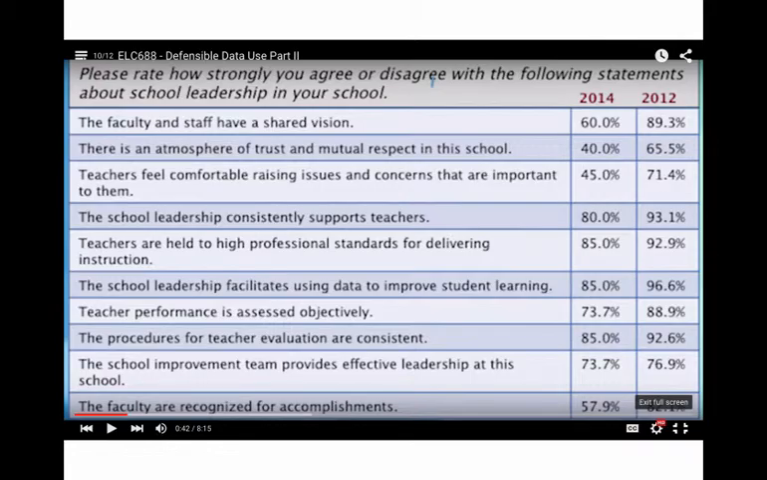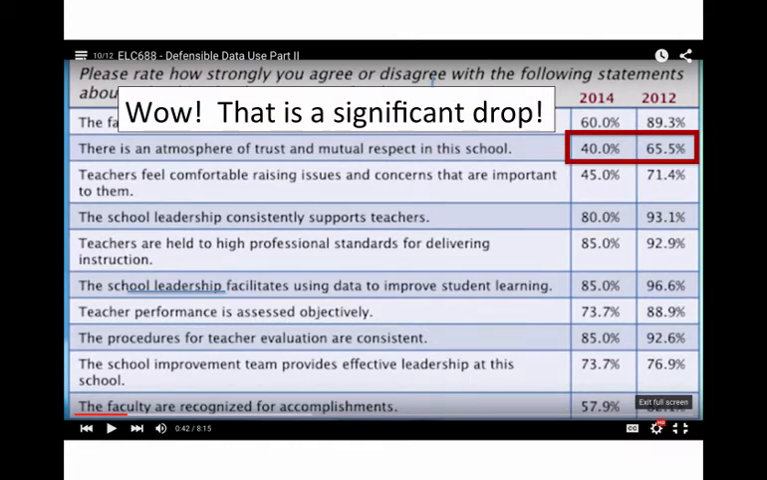Let's look at it again. We have this very interesting data here. And we have declared, wow, this is a significant drop in agreement to this statement from 65.5% to 40% over just a 2-year period.